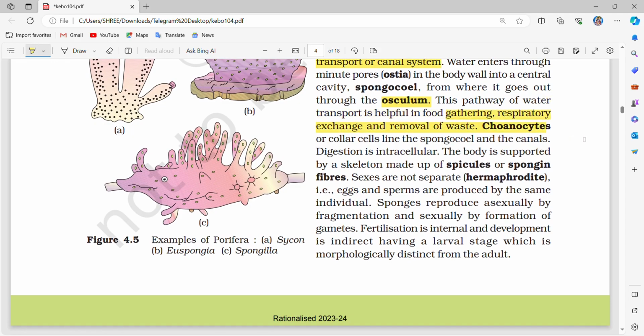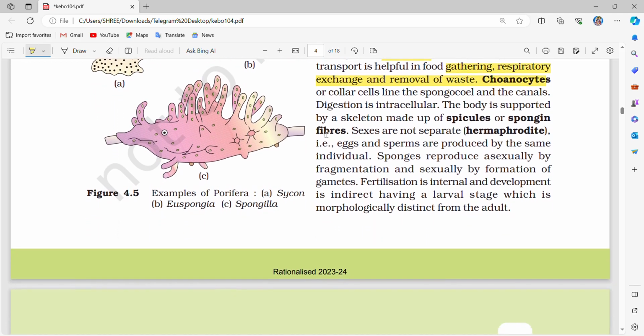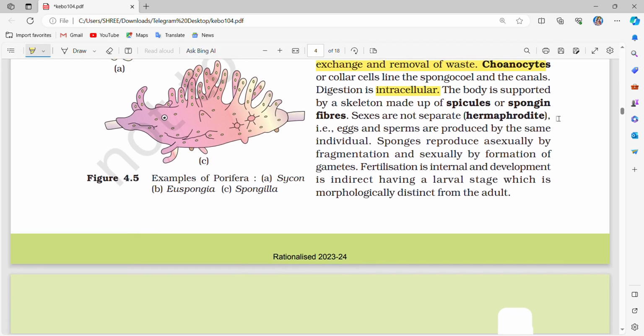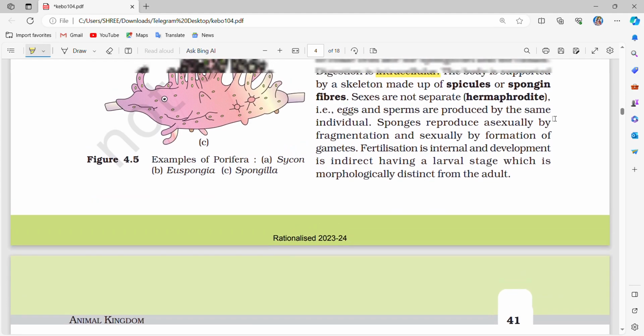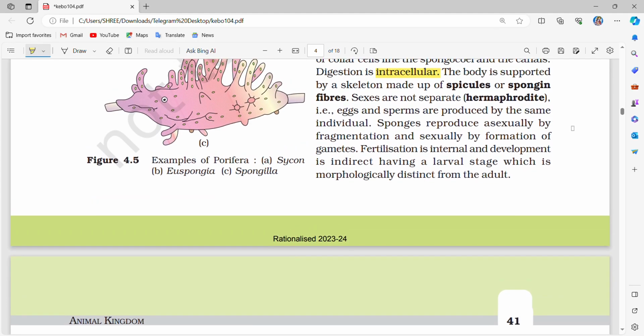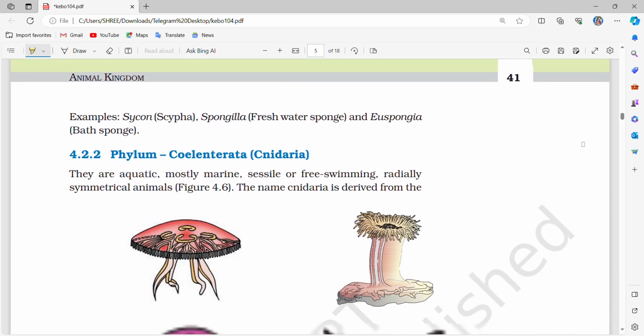Choanocytes or collar cells line the spongocoel and the canals. Digestion is intracellular. The body is supported by a skeleton made up of spicules or spongin fibers. Sexes are not separate, hermaphrodite, i.e., eggs and sperms are produced by the same individual. Sponges reproduce asexually by fragmentation and sexually by formation of gametes. Fertilization is internal and development is indirect, having a larval stage which is morphologically distinct from the adult. Examples: Sycon, Scypha, Spongilla, freshwater sponge, and Euspongia, bath sponge.